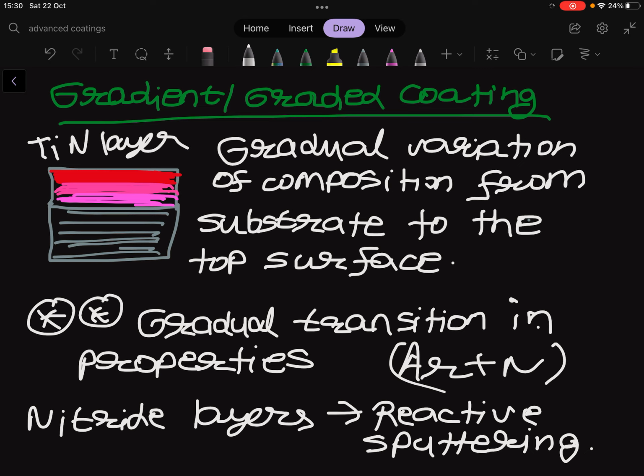Examples of graded surface layers are nitrided and carburized layers commonly produced on steels. So many forming tools and machine components take advantage of these treatments.